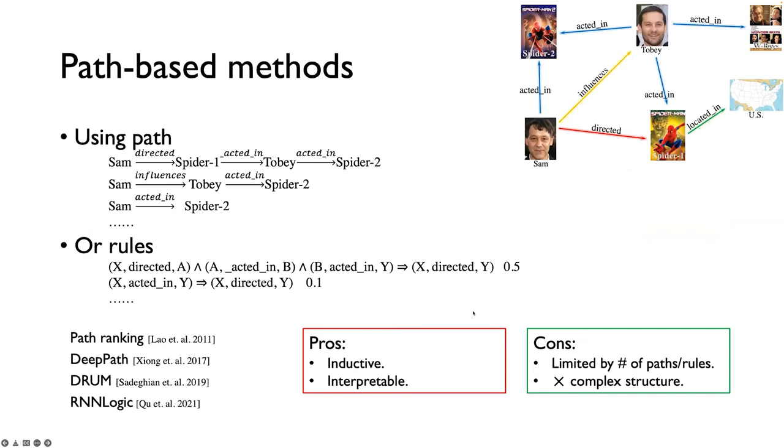The path-based methods use paths between the query entity and the answer entity to mine rules to generate the paths. Representative works are Path Ranking, DeepPath, DRUM, and RNNLogic. The benefits of path-based methods are that the rules are inductive since they do not rely on the entities, and the paths can provide interpretable evidences. The problem is that we can only generate a limited number of paths, hence many implicit rules cannot be discovered. Besides, the paths cannot capture complex structures in the graph.